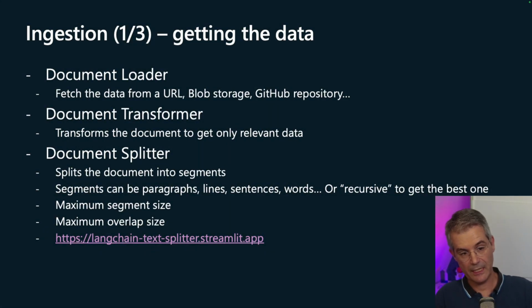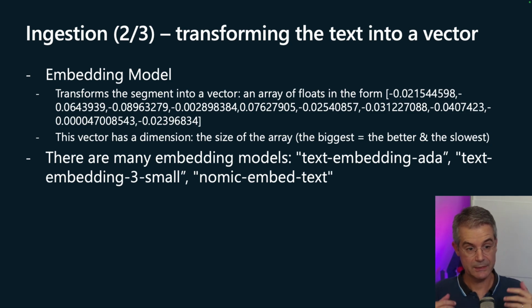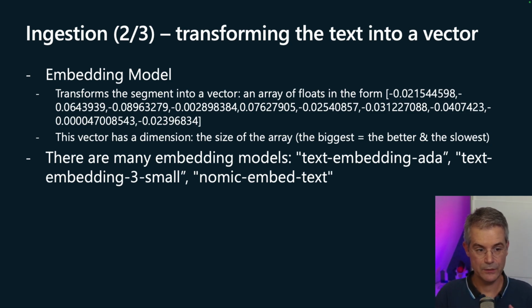So you got the data, you transformed it into text, you split the data. The next step is to transform it into a vector. That's what's being called here an embedding model. So the goal is to take that segment of text and transform it into an array of floats. Here I gave an example of an array of floats with a few dimensions. What's going to happen here is that we're going to use a lot of dimensions. Very often you use 1,568 dimensions.